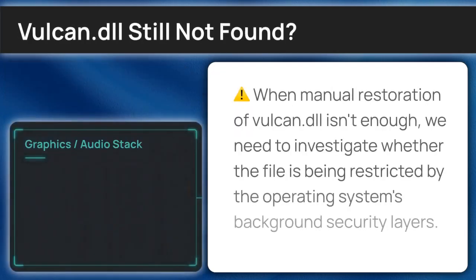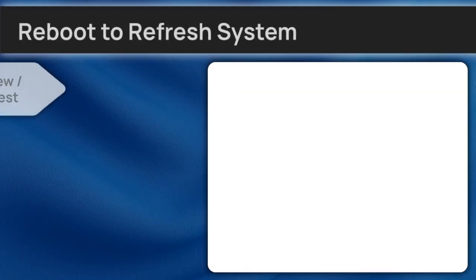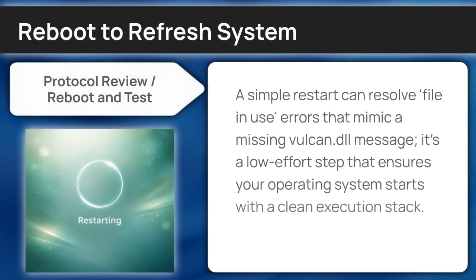In cases where the official installer remains ineffective, we must escalate to a manual review of your system's active runtime state. A full system restart ensures that no background processes are currently locking the Vulcan library file. A fresh boot allows Windows to reinitialize its library map from a clean state.